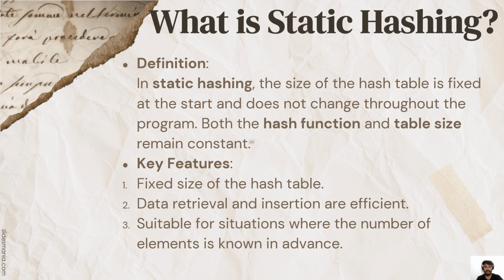What is static hashing? The definition of static hashing is that the size of the hash table is fixed at the start and does not change throughout the program. Both the hash function and the table size remain constant. Key features of static hashing are: a fixed size of the hash table, data retrieval and insertion are efficient, and it is suitable for situations where the number of elements is known in advance.